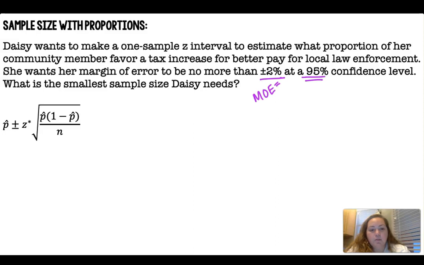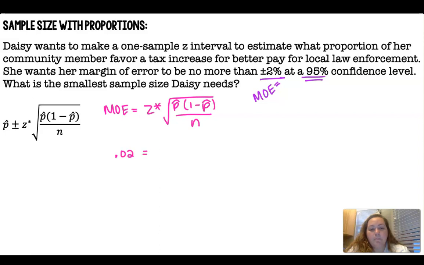So margin of error is going to be plus or minus 2%. 0.95 is going to be the confidence level. They did not give us a sample proportion. So if I don't know that, I'm going to use 0.5. So margin of error is equal to Z star times the square root of p hat times 1 minus p hat over n. I'm going to fill in the pieces that I know.